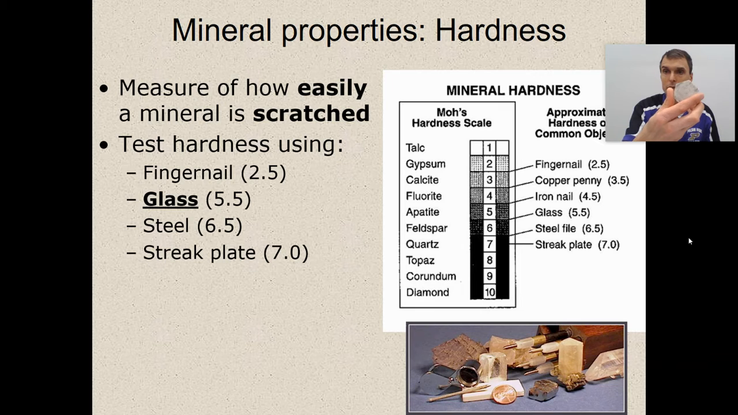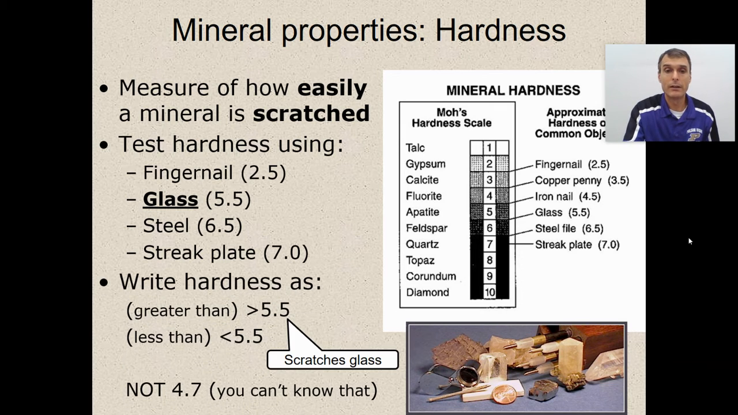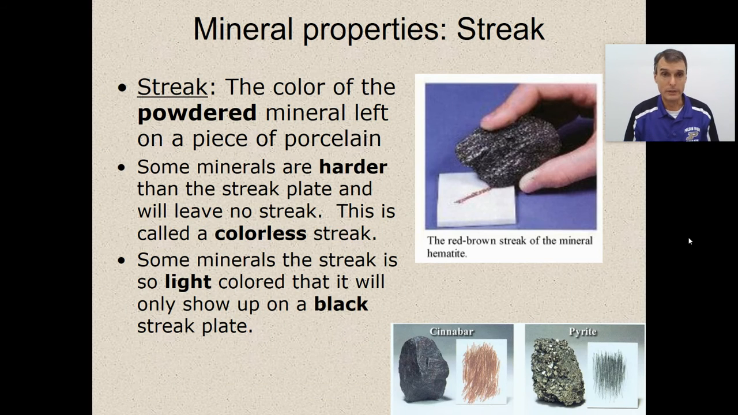We can also use a streak plate, which is basically a piece of porcelain, and we can see if it scratches that. And we can find out that a mineral does indeed scratch this streak plate. So once again, we know the hardness of this mineral is greater than 7.0 now. We can't be any more specific than that. If you do something when you're writing hardness other than greater than or less than, you're just telling me that you don't know how to determine the hardness. That's the example on here. If you wrote 4.7, you're just telling me you don't understand hardness. Okay, so please make sure that you use greater than or less than when you're writing hardness, and life will be wonderful. Okay, our next mineral property is streak.